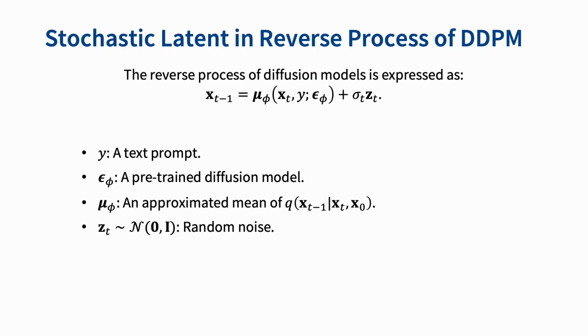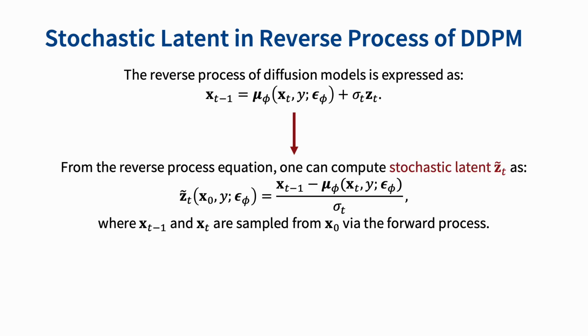PDS leverages so-called stochastic latent, which is computed from the reverse process of DDPM. Here, the equation represents one step of the reverse process, sampling x_{t-1} from x_t. Given a noisy latent x_t, an input text prompt y, and a pre-trained diffusion model, we estimate the mean of the posterior distribution and finally sample x_{t-1} by adding random Gaussian noise to this mean value. From this reverse process equation, we can compute stochastic latent as follows.